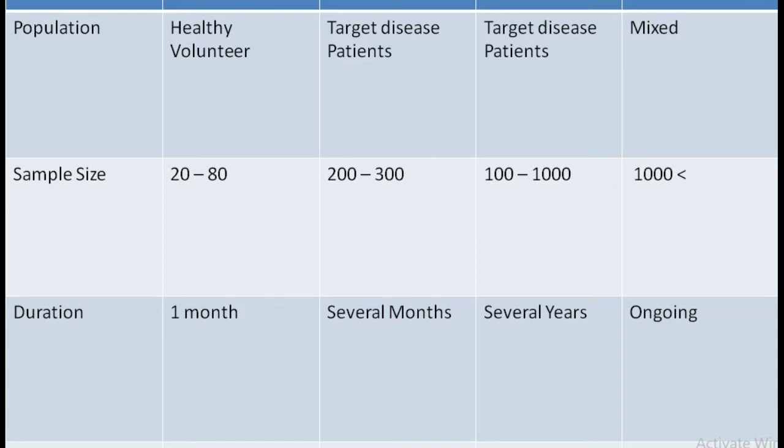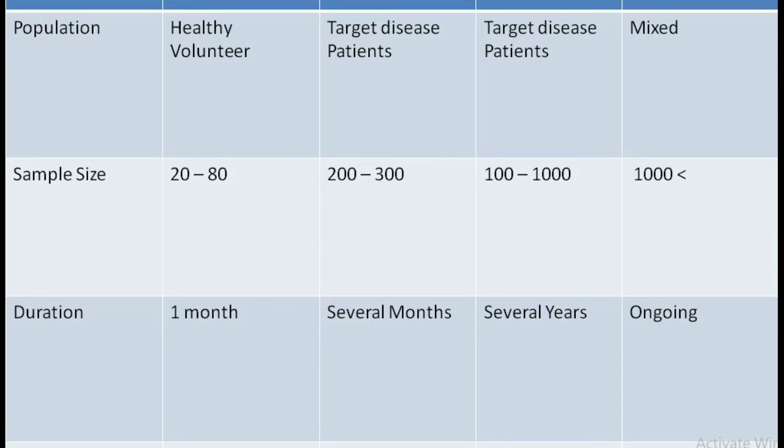Now we will further discuss the different phases. In phase 1, the population involved is healthy volunteers. In phase 2, the population involved is target disease patients. If we are developing a drug for diabetic patients, in this phase we have to involve diabetic patients. In phase 3, target disease patients, the same particular disease patients. And in phase 4, mixed patients, because the drug will come to market and a person may be suffering from other diseases as well.